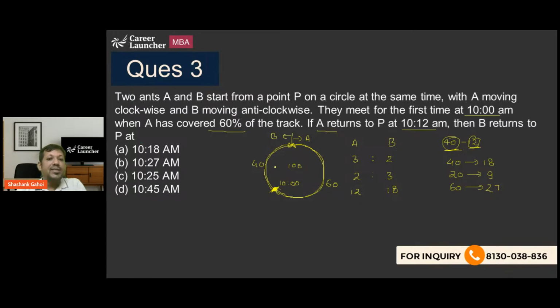So after 27 minutes, after 10, B is going to reach P again. So the answer of this question is going to be option B. I hope everyone understood the approach.